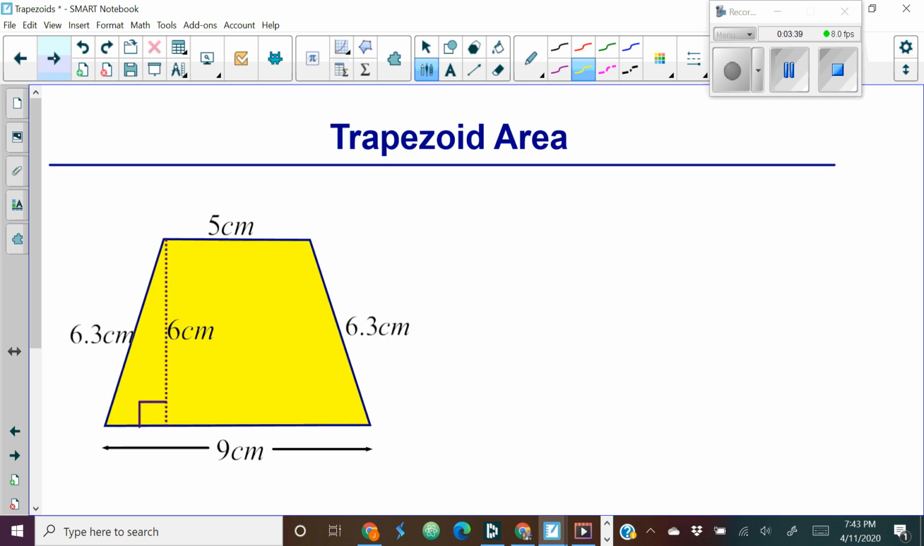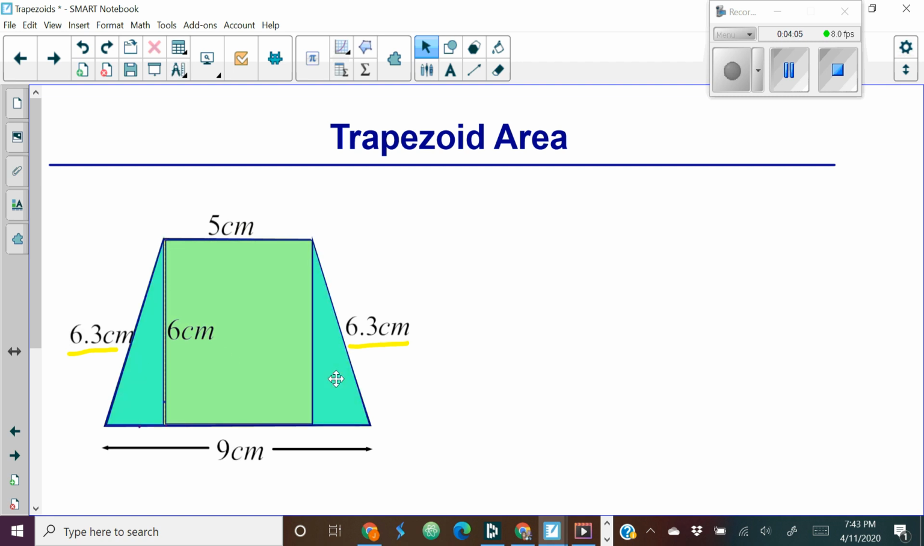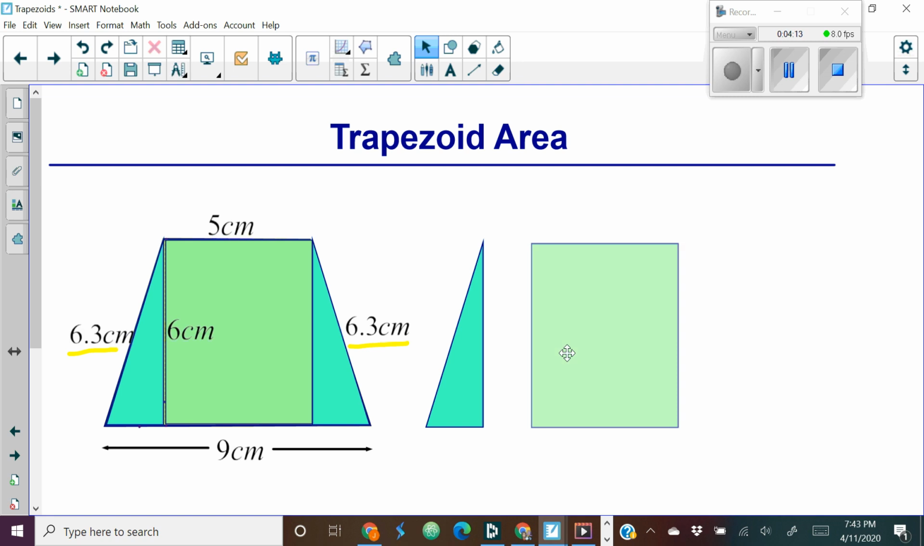This trapezoid is called an isosceles trapezoid because the 2 sides that are not parallel are equal. And isosceles means there's 2 equal sides. So if you study this trapezoid, we can also treat it like a composite area problem. And I bet you've noticed that there's a rectangle with 2 triangles that are exactly the same. So for me to find the area of this trapezoid, I just need to find the area of the triangle, add it to the rectangle, and then to the other triangle.